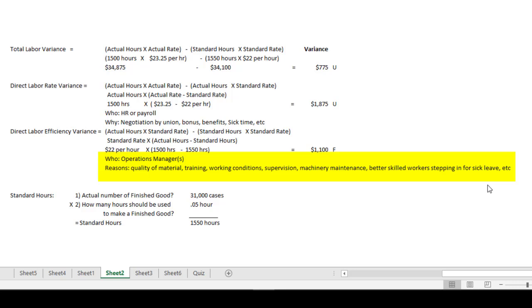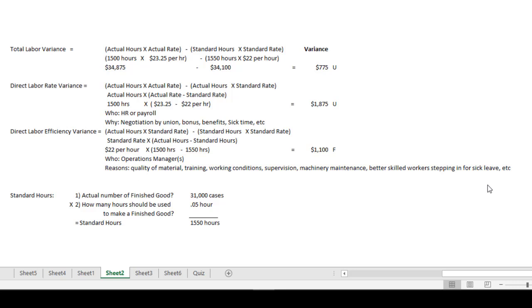Working conditions can cause employees to be tired and work slower. Supervision: workers that are being supervised are going to work more efficiently. Machinery maintenance: again, machinery that's been maintained well is going to work properly and make employees more efficient. In this case, we had some better skilled workers stepping in for sick leave. Remember, the supervisors stepped in to take over for the regular workers that were sick. Well, perhaps these supervisors are supervisors because they're very good at the job. And so because they're better, they're more efficient.